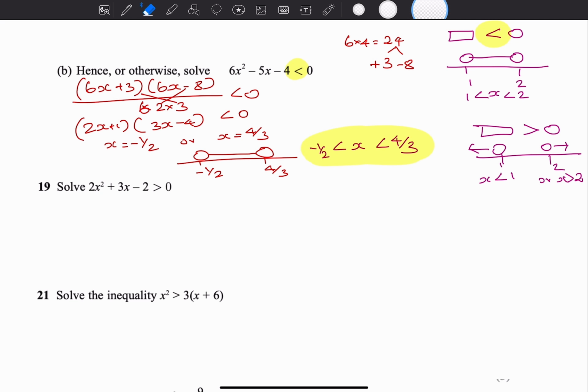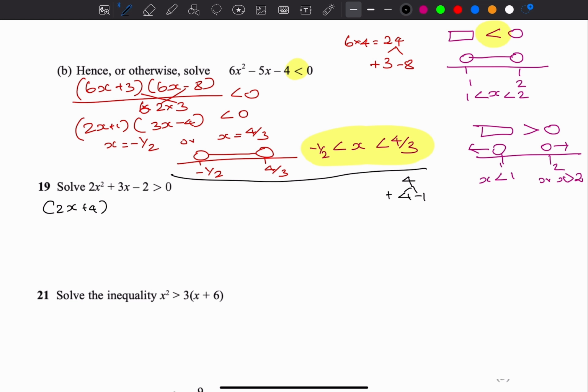Okay. Right. Next one. 2 times 2 is 4. Factors of 4, that makes 3. 4 and 1, plus 4 minus 1 to do it. 2x plus 4, 2x minus 1 greater than 0. Sorry, divided by, remember, 2. 2 will divide here. X plus 2, 2x minus 1 greater than 0. X is minus 2, or x is 1 over 2.